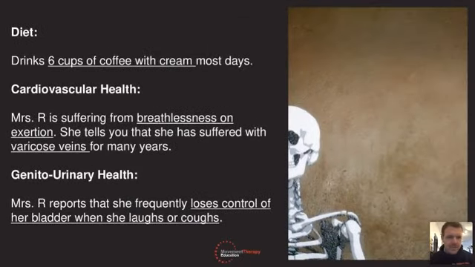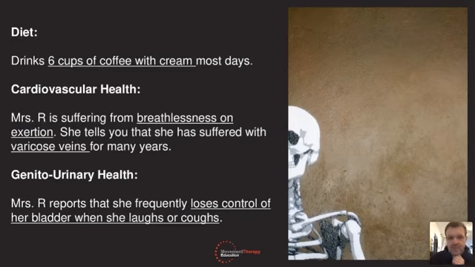Diet wise, 6 cups of coffee with cream, most days. So what effect will that have on her body, considering all of the other things that she's got going on with her system as well? Okay. And here's another thing to highlight, breathlessness on exertion. So she's getting pain in the leg, which is worse on exertion, and she's getting breathlessness as well. So are the two linked? Okay, potentially, maybe that's something to think about.